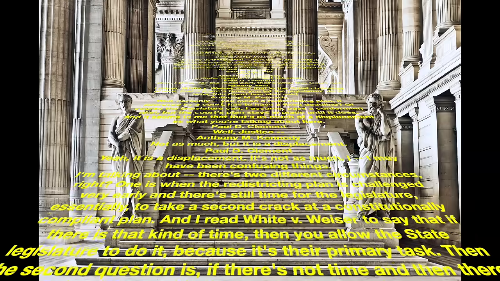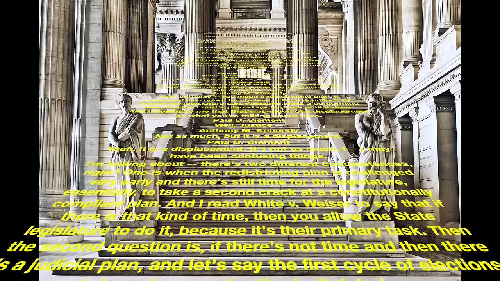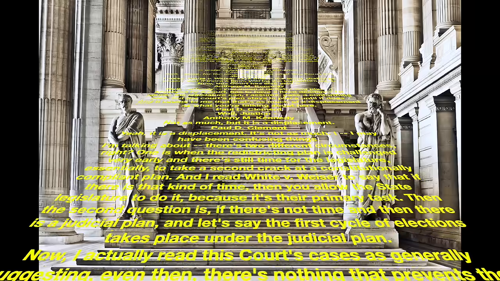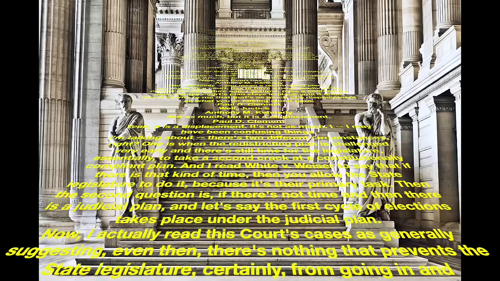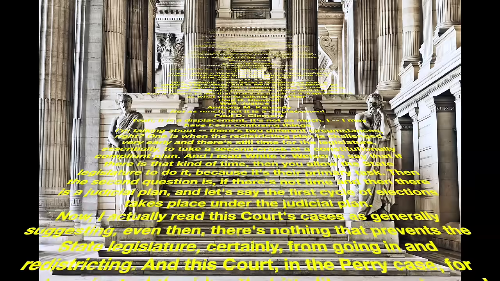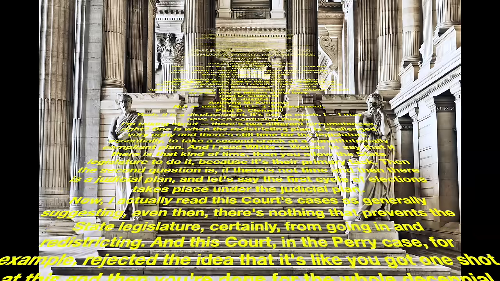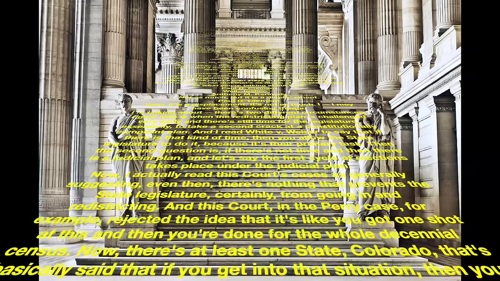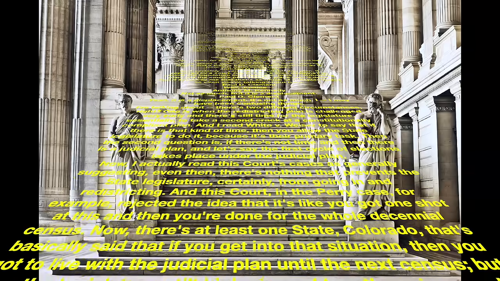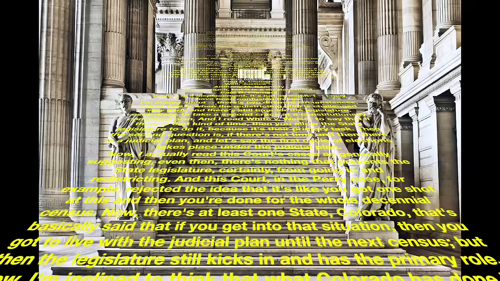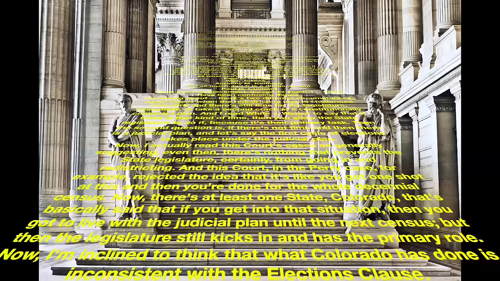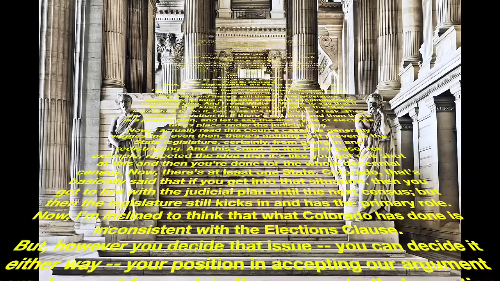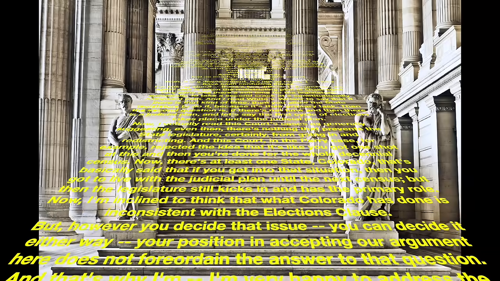Now, I actually read this Court's cases as generally suggesting even then there's nothing that prevents the state legislature, certainly, from going in and redistricting. And this Court, in the Perry case, for example, rejected the idea that you get one shot at this and then you're done for the whole decennial census. Now, there's at least one state, Colorado, that's basically said that if you get into that situation, then you've got to live with the judicial plan until the next census. But then the legislature still kicks in and has the primary role. Now, I'm inclined to think that what Colorado's done is inconsistent with the Elections Clause, but however you decide that issue, you could decide it either way. Your accepting our argument here does not foreordain the answer to that question.